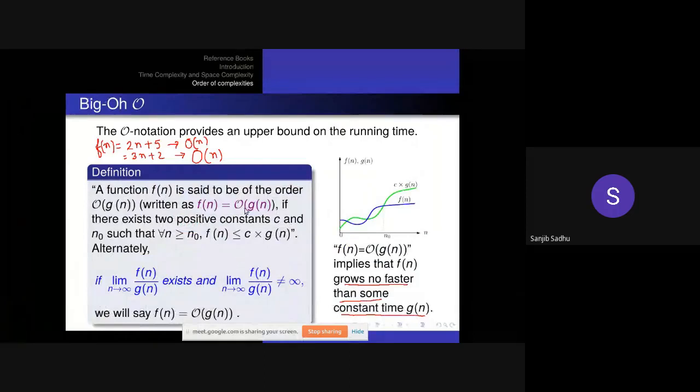Although you are writing like this, don't say "like is equal to." Now this is one definition. Another definition says that if the limit as n tends to infinity of fn by gn exists, that is, this limiting value exists and fn by gn is not equal to infinity, then we will say fn is big O of gn.